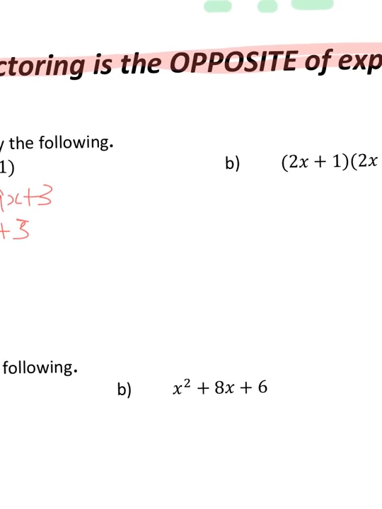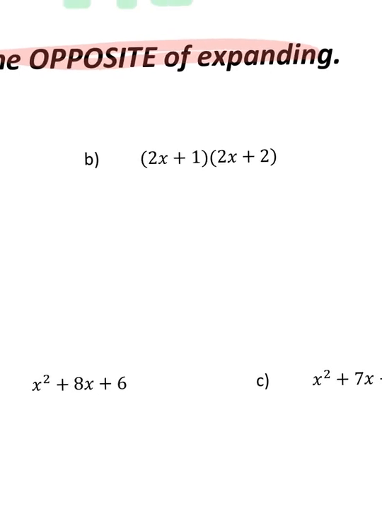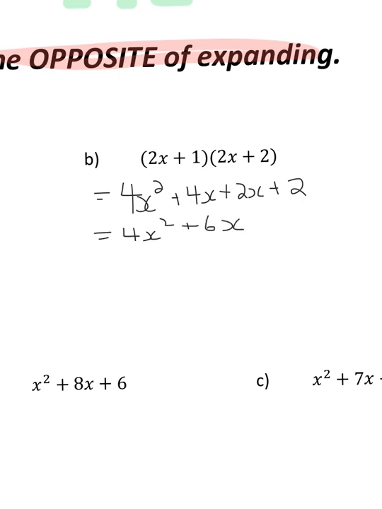Let's take a look at this question over here. So same thing, we're going to multiply the first terms in each bracket, which gives me a 4x squared. The outside terms give 4x, inside is 2x, and the last is just 2. And then collecting those middle terms, the like terms, I'm left with 6x in the middle and plus 2. So factoring is the opposite of expanding. So I just expanded, and now I'm going to show you how to factor and go the opposite way.